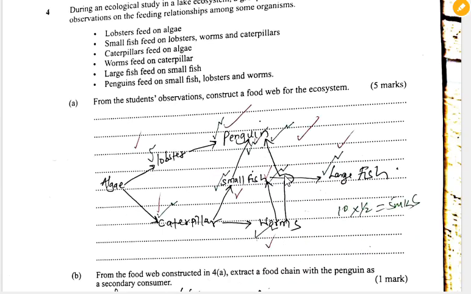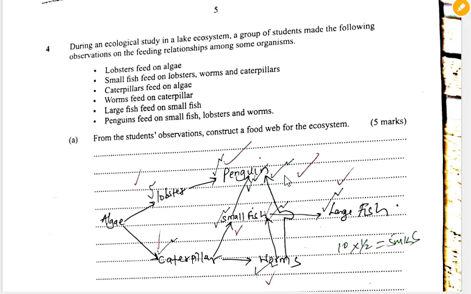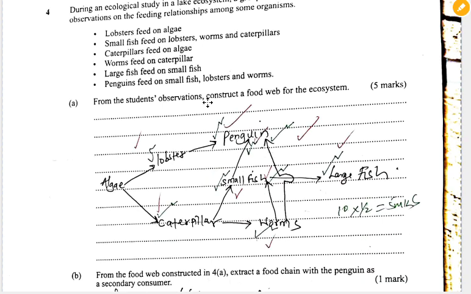On to our next question. During an ecological study in a lake ecosystem, a group of students made the following observations on the feeding relationship among some organisms. Let's look at it. Lobsters feed on algae. Small fish feed on lobsters, worms and caterpillars. Caterpillars feed on algae. Worms feed on caterpillars. Large fish feed on small fish. Penguins feed on small fish, lobsters and worms. From the students' observation, construct a food web for the ecosystem.